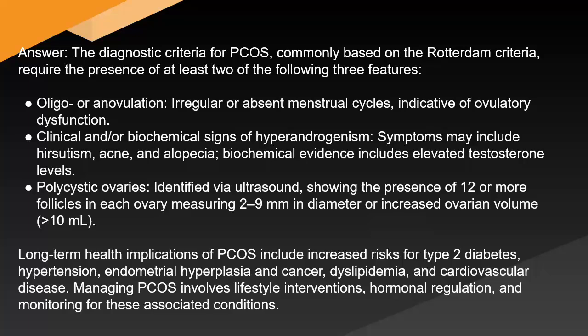Polycystic ovaries, identified via ultrasound, showing the presence of 12 or more follicles in each ovary measuring 2 to 9 mm in diameter, or increased ovarian volume, greater than 10 ml. Long-term health implications of PCOS include increased risks for type 2 diabetes, hypertension, endometrial hyperplasia and cancer, dyslipidemia, and cardiovascular disease. Managing PCOS involves lifestyle interventions, hormonal regulation, and monitoring for these associated conditions.